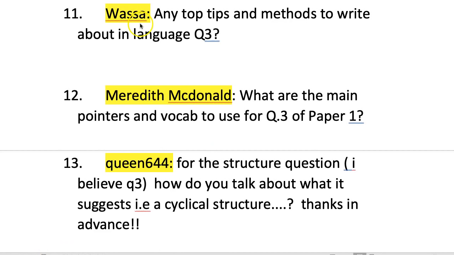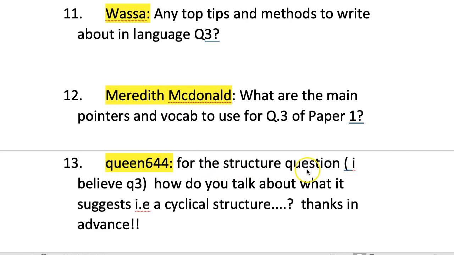Wassa: Any top tips and methods to write about in language question 3? Yes, use those terminology words that I showed you, and particularly contrast, particularly climax, and that will tell you exactly what to write about. Meredith MacDonald: What are the main pointers and vocab to use? Again, every single paragraph is a change of focus, and I've given you the vocabulary.